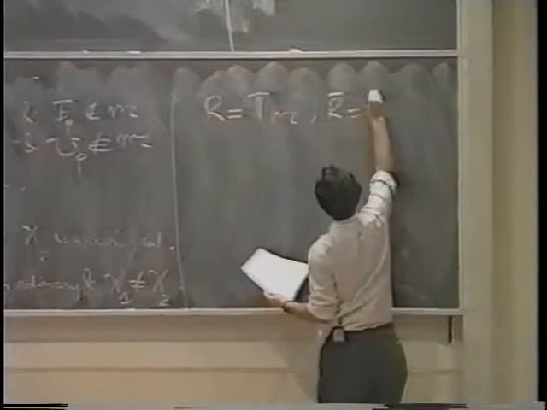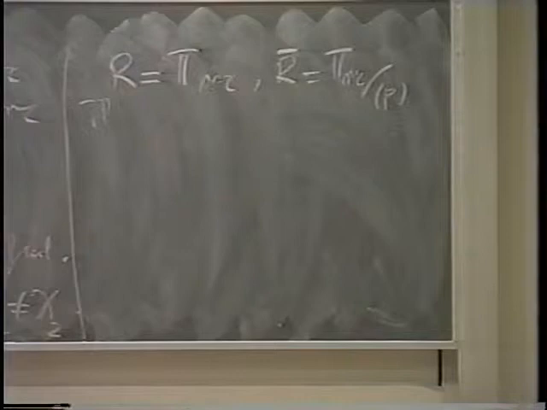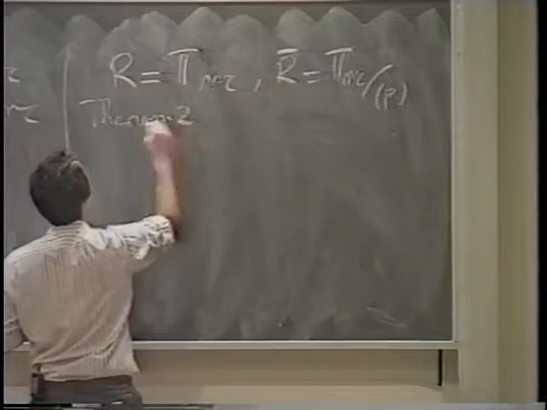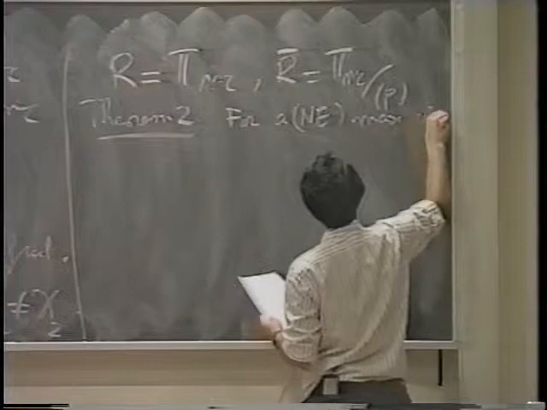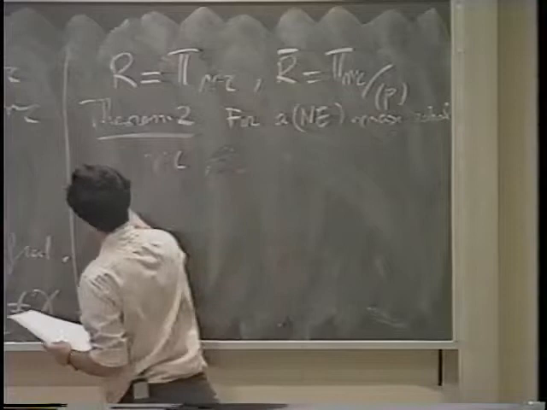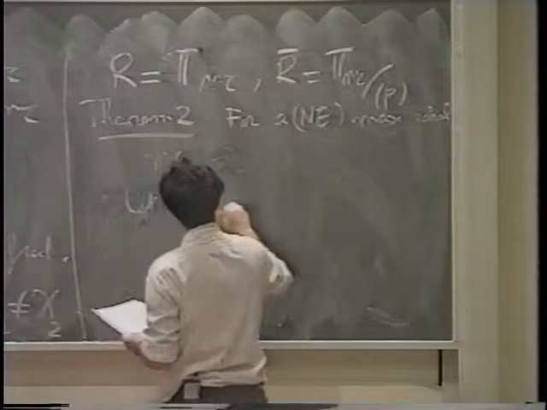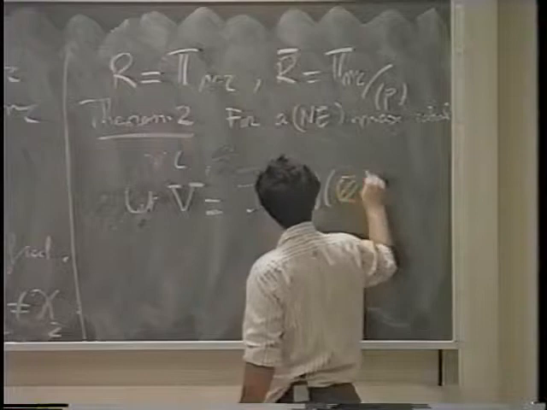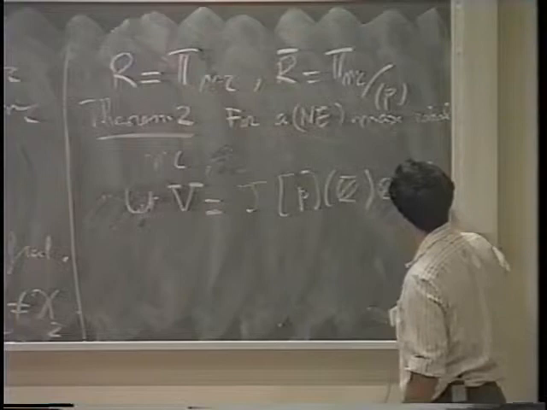And the ring R bar, therefore, is the Artinian ring T_M mod P. And now the main theorem, theorem 2. It's that for a non-Eisenstein M, let V be the P-torsion points over Q bar of the Jacobian of the modular curve localized at M. If you want, this means tensor T_M over T_P.